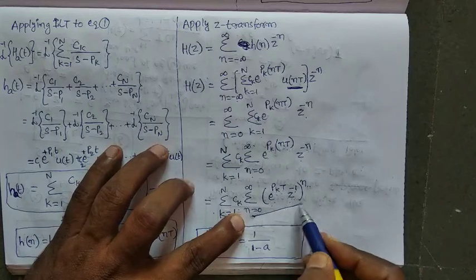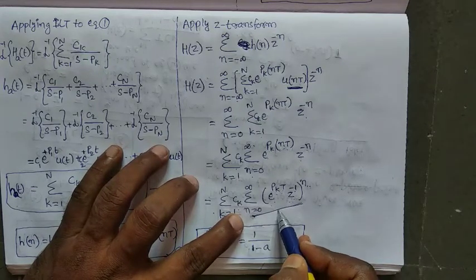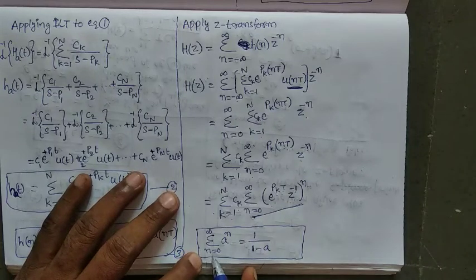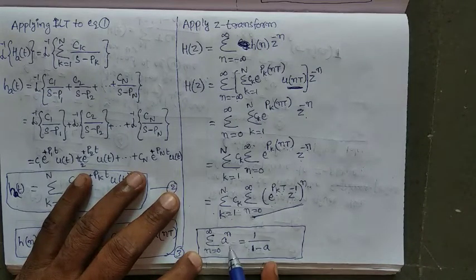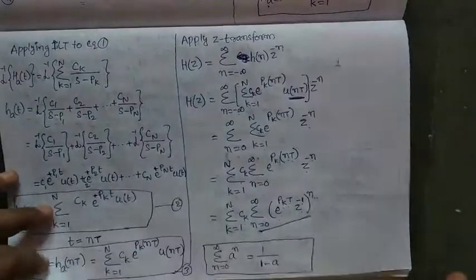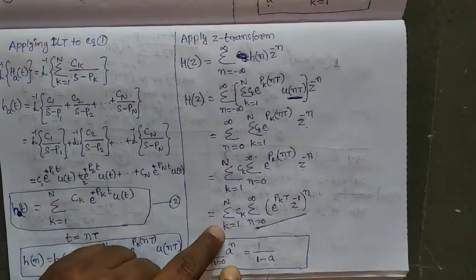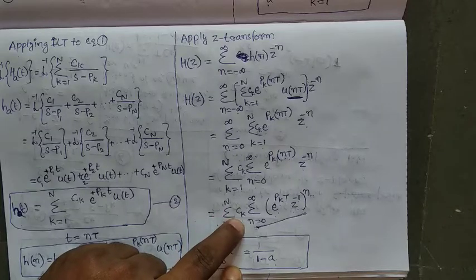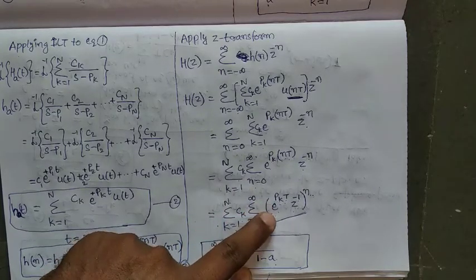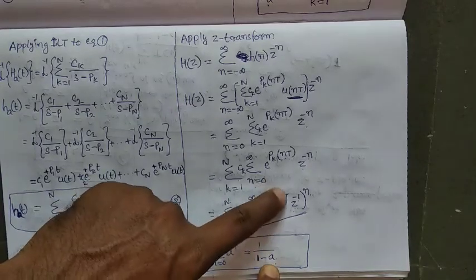Observe this one. Summation n equal to 0 to infinity, a power n form it is. Here summation n equal to 0 to infinity a power n is equal to what? 1 by 1 minus a. Okay, here the equation becomes what? Summation k equal to 1 to N ck into 1 by 1 minus a, where a value is what? e power pk T z power minus 1.